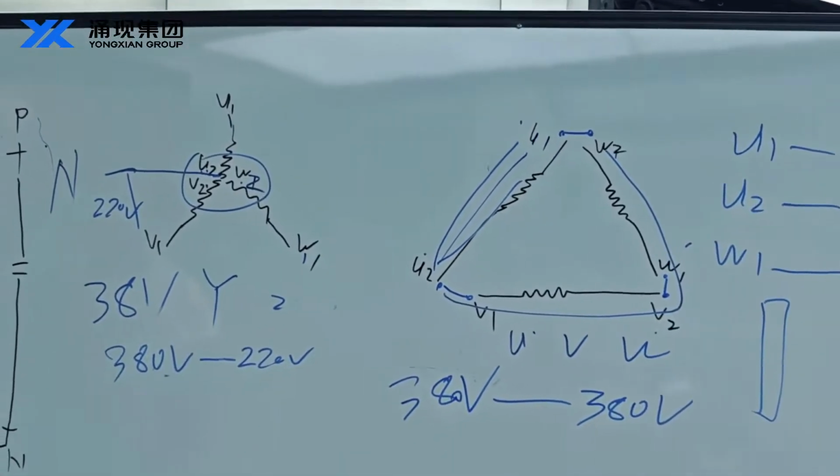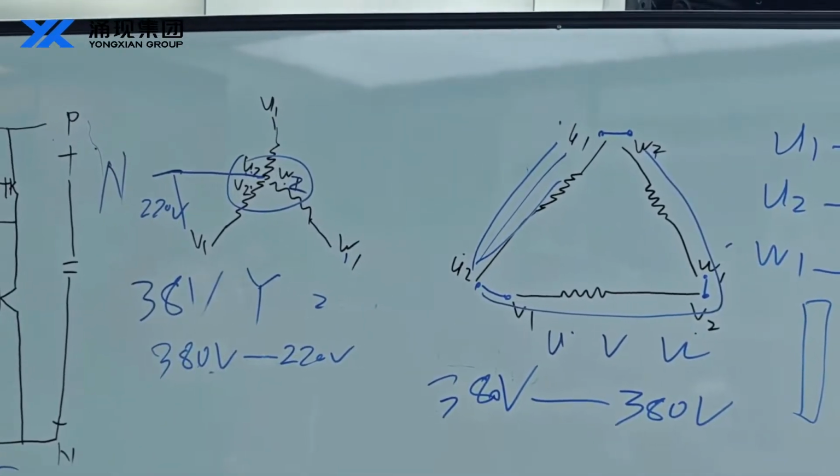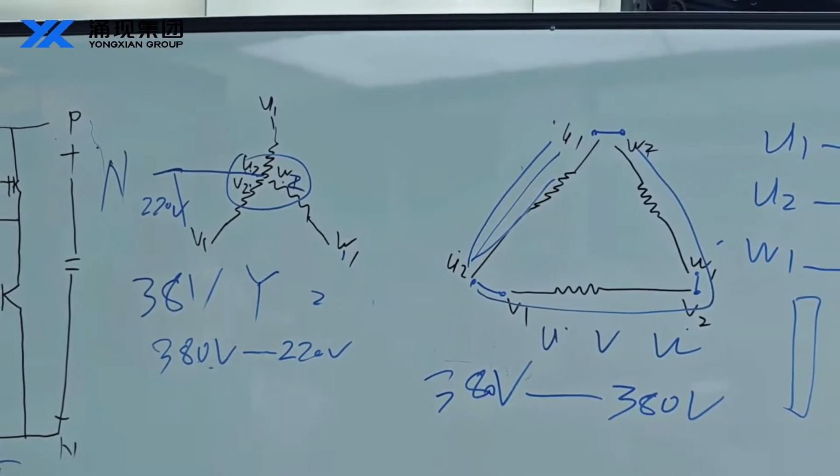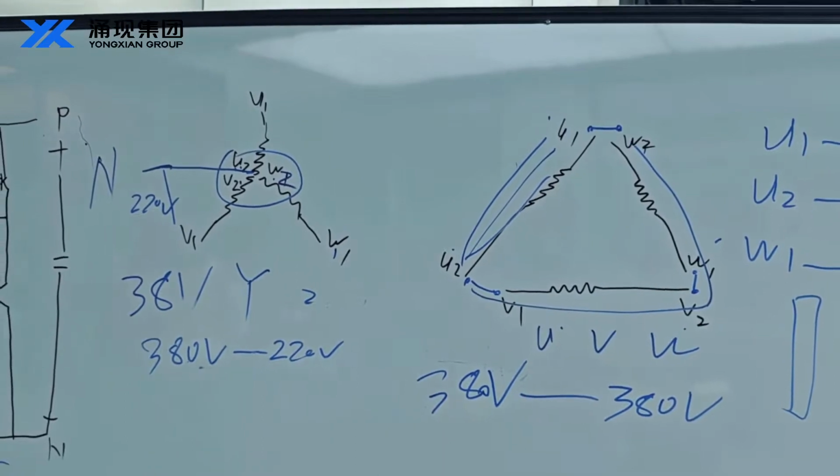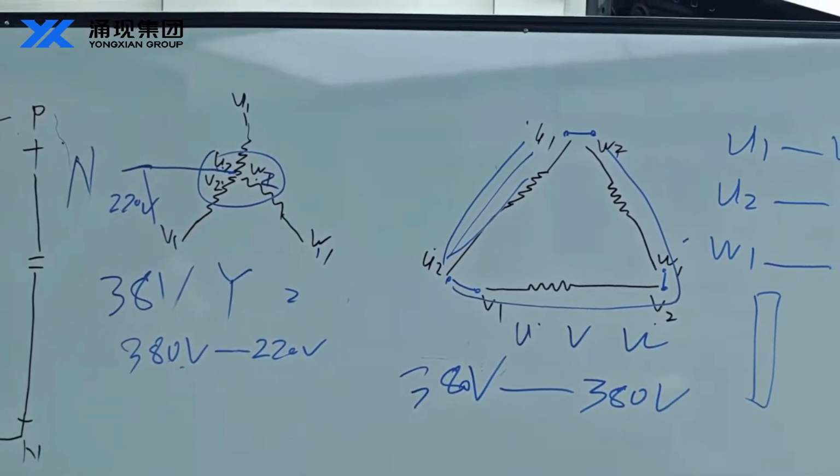There are also disadvantages. The starting current can reach several times the rated current, causing significant impact on the power grid.